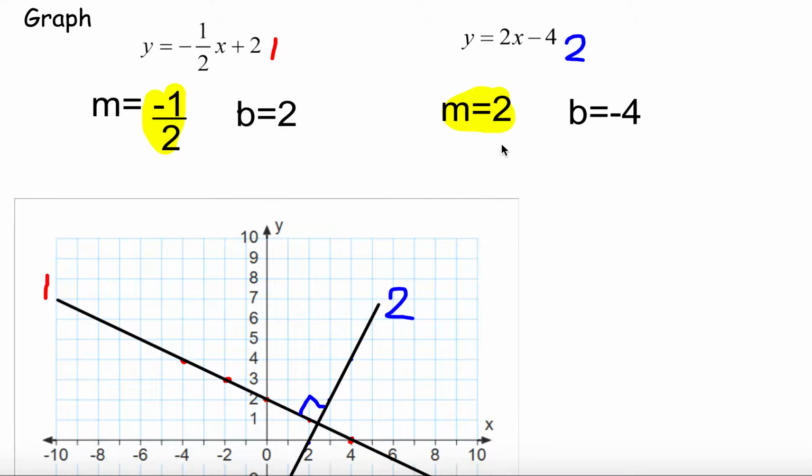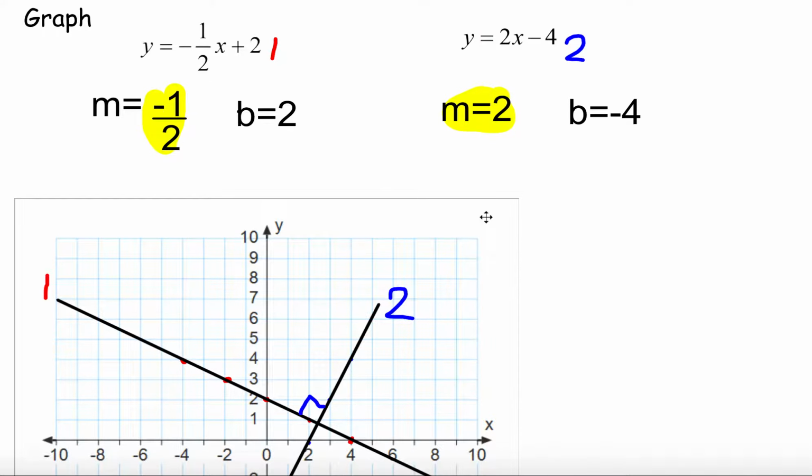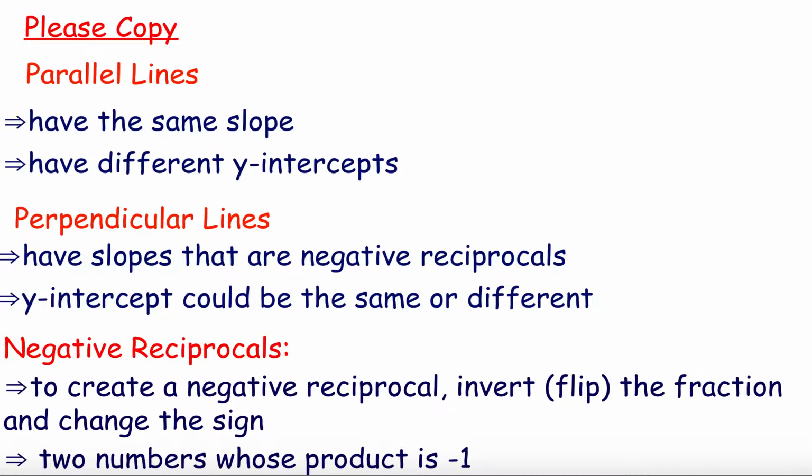This is 2 over 1, and this is 1 over 2. So they're actually reciprocals of each other, but that negative sign makes them a negative reciprocal. And that's what makes a perpendicular line when we're graphing them. You have to have the negative reciprocal. What that actually means in layman's terms is we flip the fraction and change the sign. Okay, so you're flipping the fraction, changing the sign for a perpendicular line.